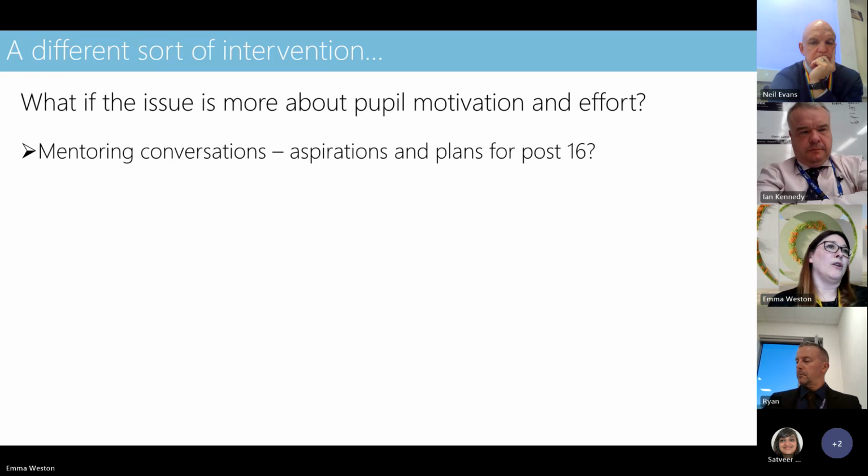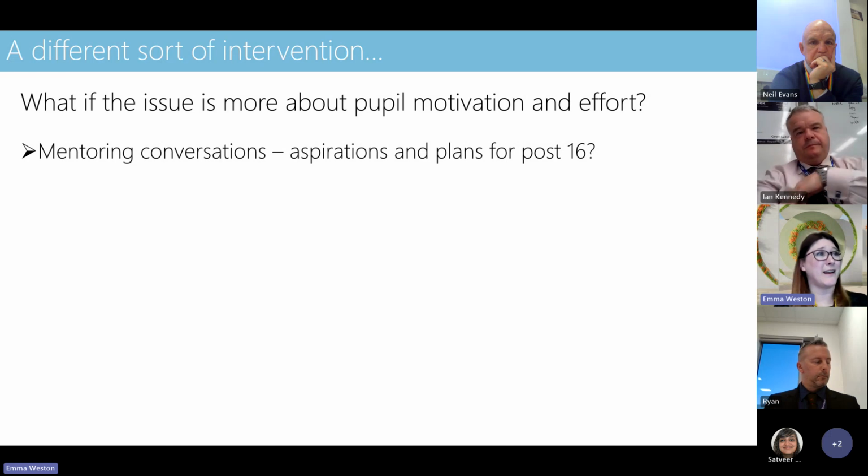Thinking about what do they actually want to do and what are their plans for post 16, and worryingly quite a lot of them don't always have a plan at all and think that something will just magically happen when they get the envelope on results day and a plan will appear.